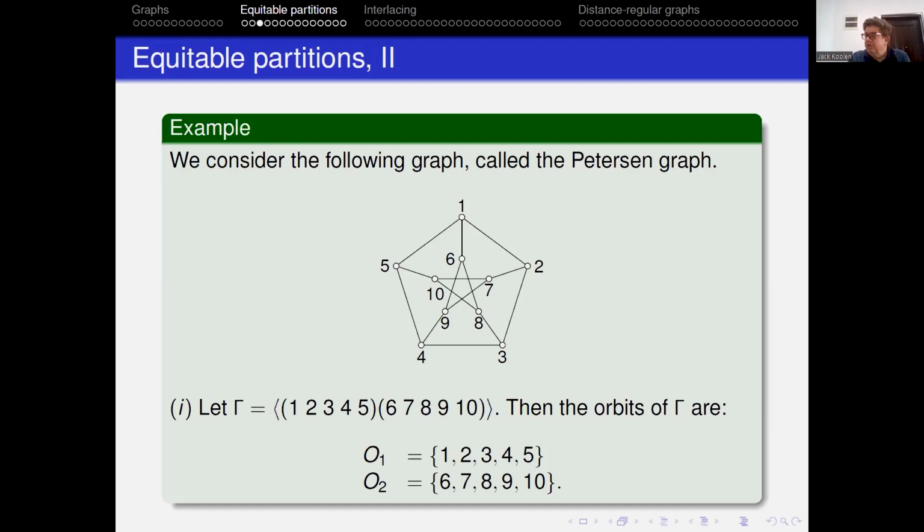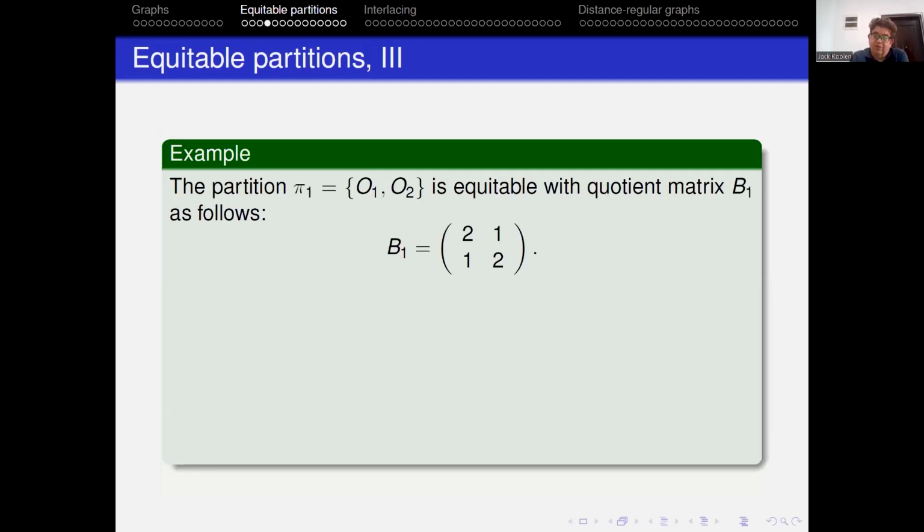So you see that on the diagonal of the quotient matrix, you get 2, 2. And between them you have 5 edges, so you see that it is 1, 1, 1. Yeah, the off-diagonal entries are 1, 1. Yes, so you get this quotient matrix.